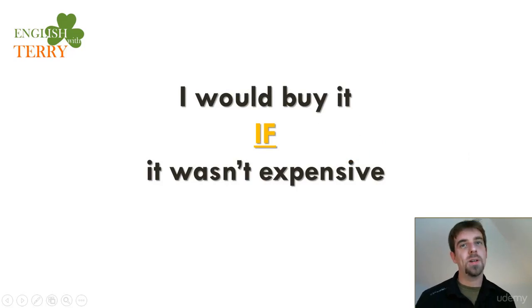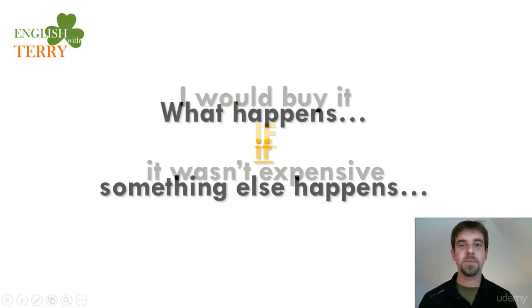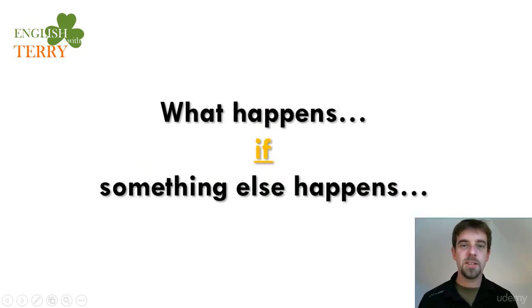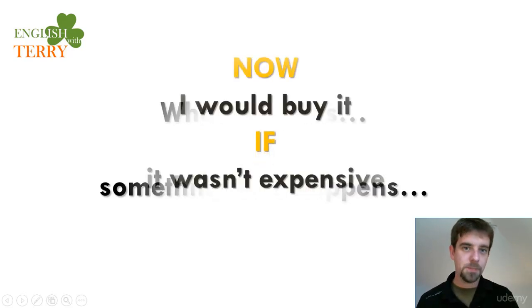Now, if we start with some basics, the first video here is about would have and would exactly. So the first idea here, a simple idea: I would buy it if it wasn't expensive. When we talk about this kind of sentence, we say, what happens if something else happens? So I would buy it if it wasn't so expensive. So it is very expensive and I'm not going to buy it. So it's what happens if something else happens.